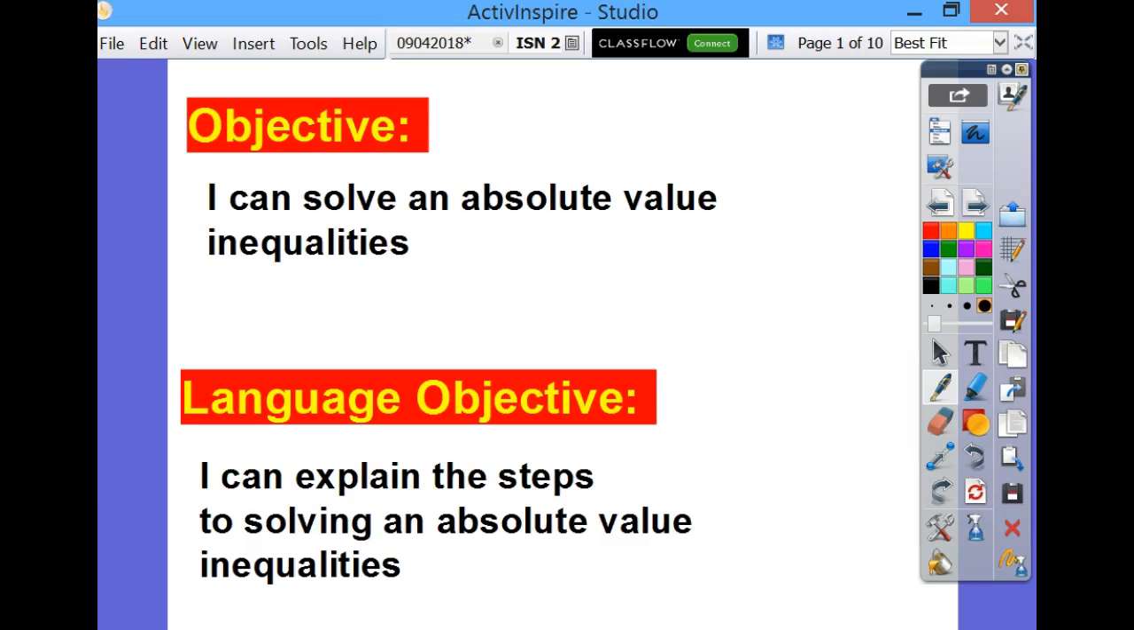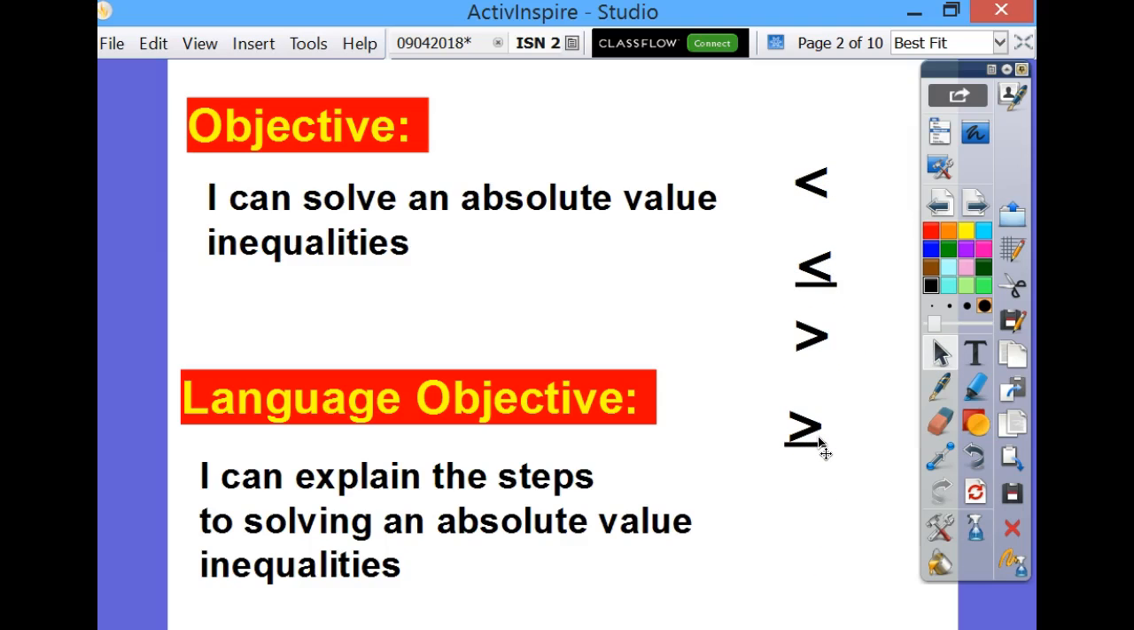All year in Algebra 2, we solve equations and we graph equations. That is what you do in Algebra 2. So we're going to continue solving equations, and today, instead of solving equations, we're going to solve inequalities. Do you know what inequalities are? I bet you've seen these before.